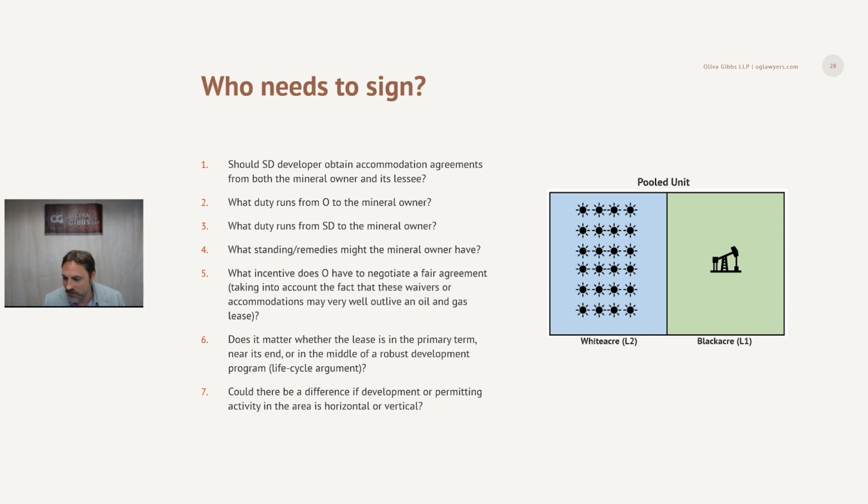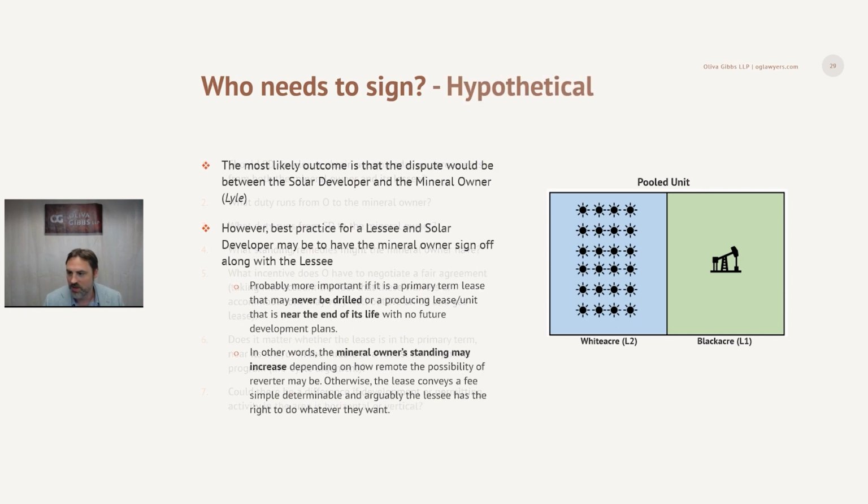So, could there be a difference if development or permitting activity in the area is horizontal or vertical? The point I'm trying to make here is back to Lyle. It's where would you need to put surface locations for future drill sites? If it's horizontal, you've got more flexibility. Vertical, you're going to have to look at the spacing pattern and figure out, well, where would the vertical well most likely go on this tract?